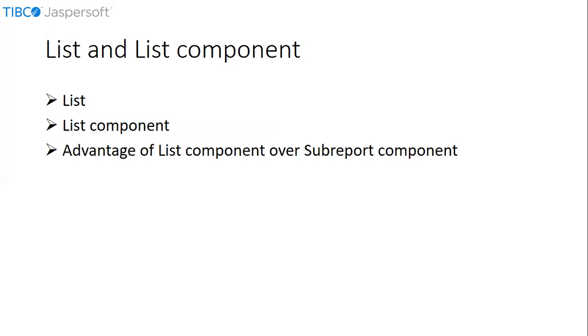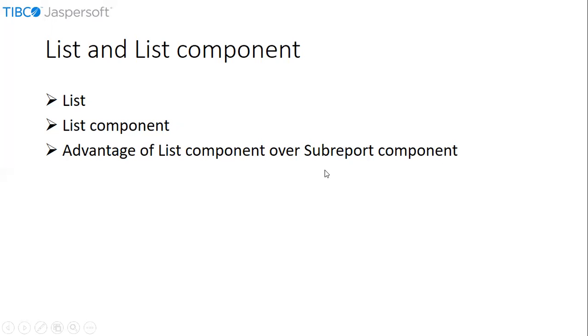Now, what is the advantage of the list component over the subreport component? Basically, to print the related information of a particular record in the studio, we have two options. Either we can go with the subreport component or we can go with the list component. We generally avoid using the subreport component to display the related information of a particular record. Instead, we go with the list component.